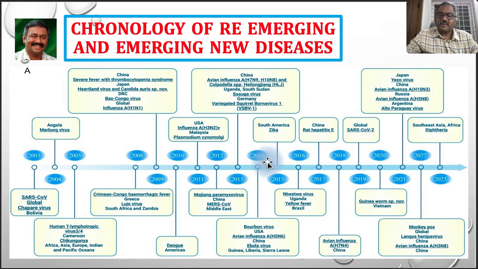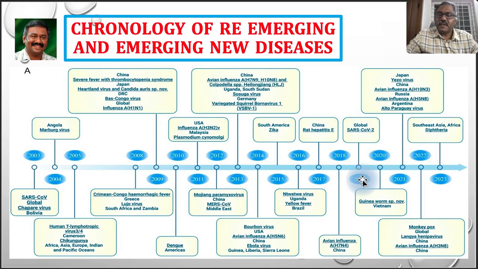In 2014, Bourbon virus in USA was seen. Avian influenza was seen in China. Ebola virus was seen in Guinea, Liberia, and Sierra Leone. In 2015, in South America, Zika virus was identified. In 2016, Nipah virus was identified in Uganda. Yellow fever virus was seen in Brazil. In 2017, in China, rat hepatitis E virus was seen. In 2018, avian influenza virus A H7N4 strain was seen in China.